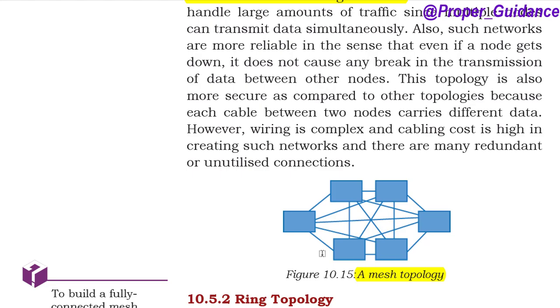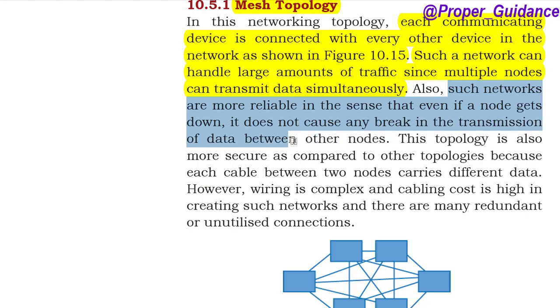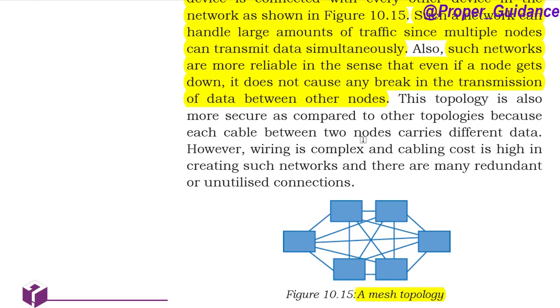Okay. So now we will learn the advantages and disadvantages of mesh topology. Such a network can handle large amounts of traffic since multiple nodes can transmit data simultaneously. Also, such networks are more reliable in the sense that even if a node goes down, it does not cause any break in the transmission of data between other nodes because there is a particular exclusive connection, right? For each and every device there is a steady connection. That's why the work is not hampered here. The network is not hampered here.